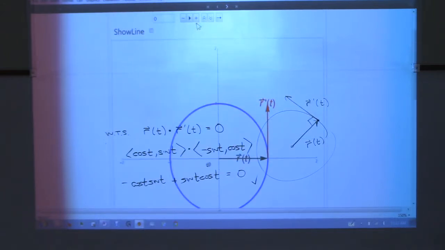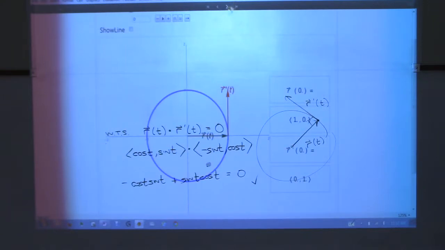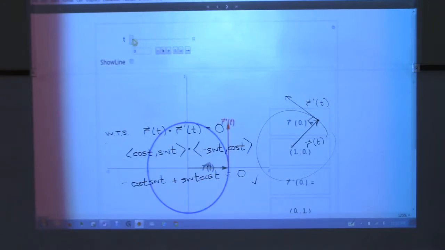This is just the picture of it, all right? This is just me showing you what that looks like. As you move the vector around, as you change t, you can see that the derivative is always running orthogonal to that.